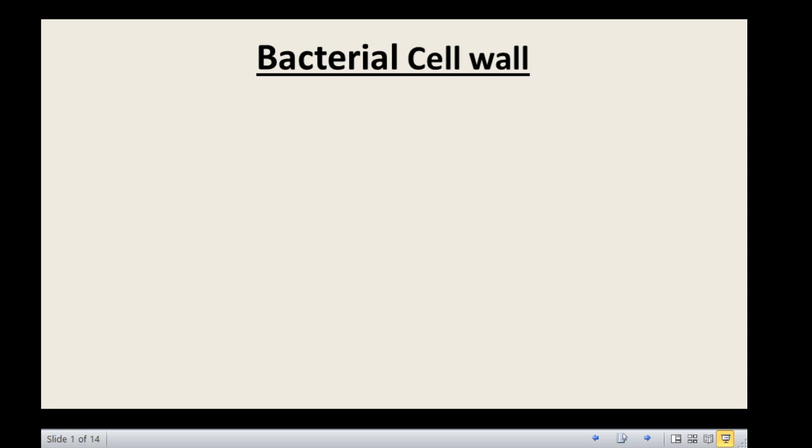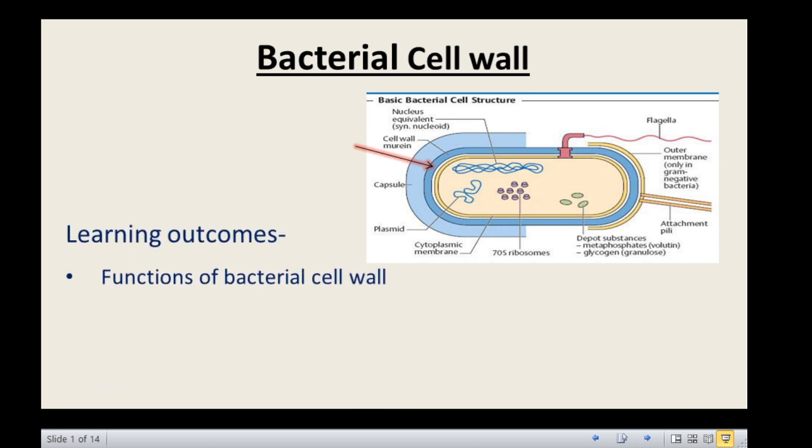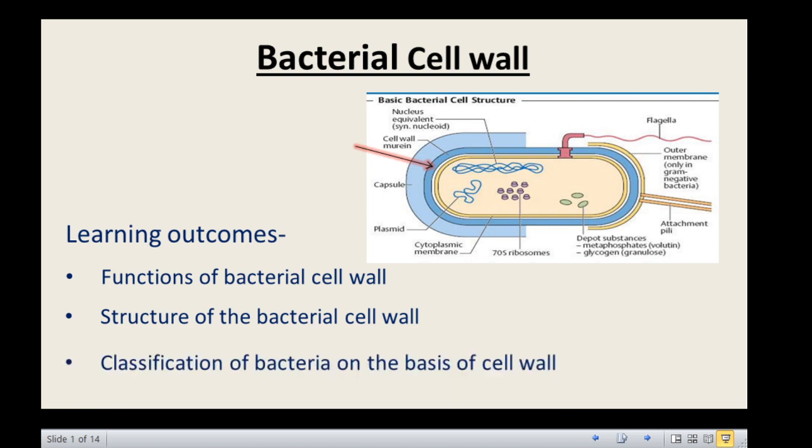In this lecture, we will discuss the bacterial cell wall, which is present between the cell membrane and capsule of a typical bacterial cell and is very important in providing shape and rigidity to the bacterial cell structure. We will talk about the functions of the cell wall, the structure of the bacterial cell wall in detail, and classification of bacteria on the basis of cell wall structure.